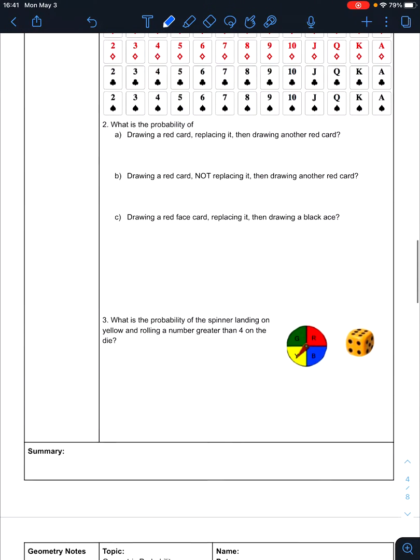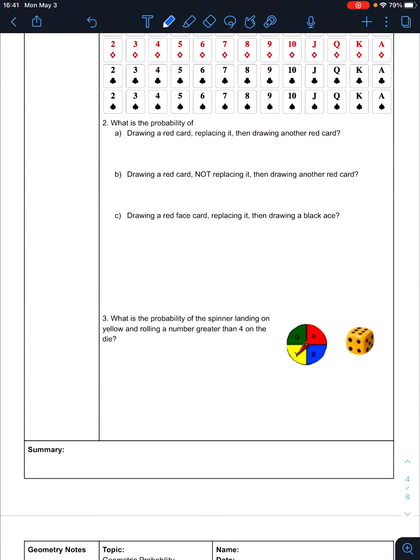So let's look at some cards, same problems. You might want to try these on your own and then come back. So maybe pause it and then come back and try them.